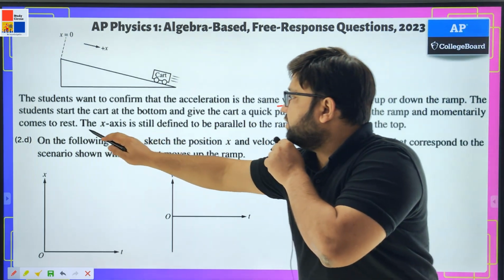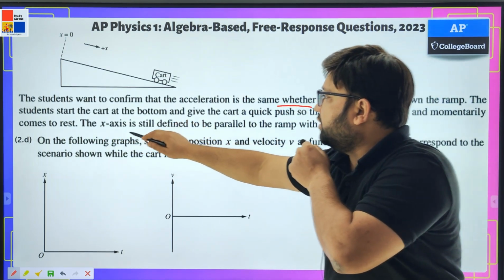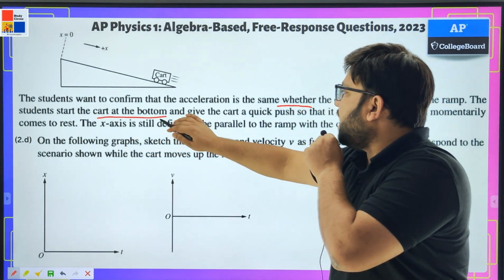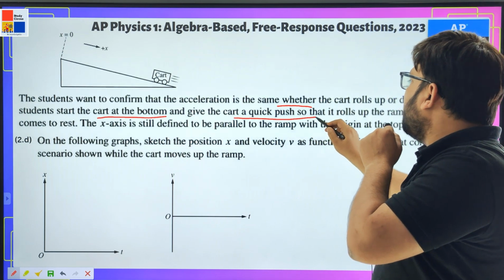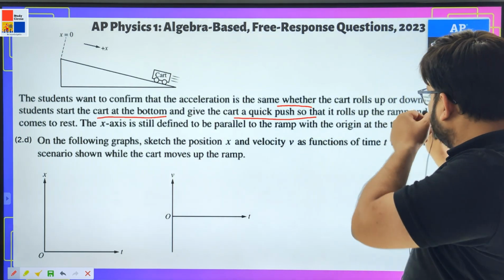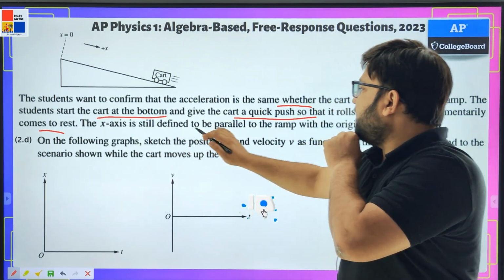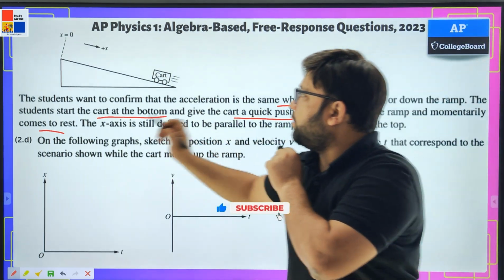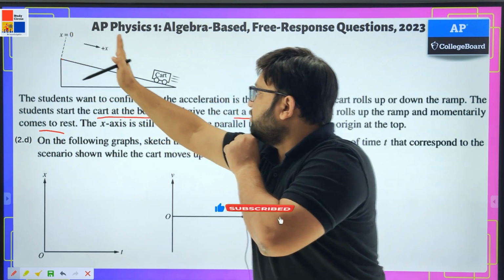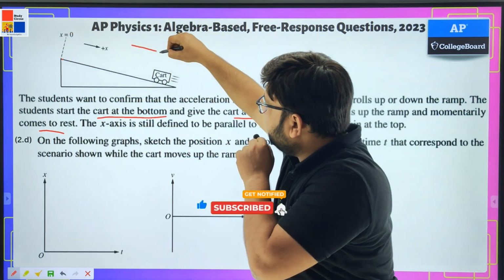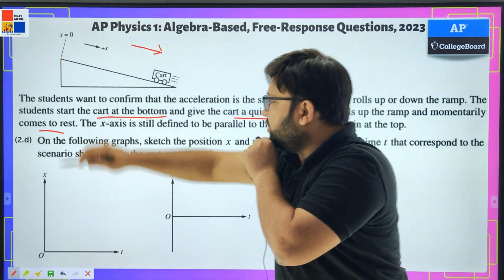The student starts the cart at the bottom and gives the cart a quick push upwards, so that it goes upwards and momentarily comes to rest. The x-axis is still defined to be parallel to the ramp with the origin at the top. So this is the origin and this direction is the positive x direction, as shown here, right?